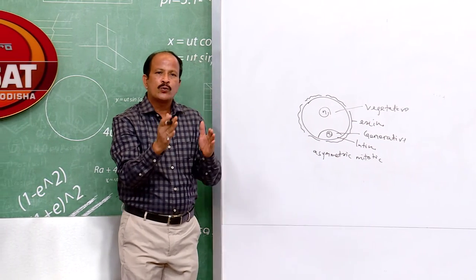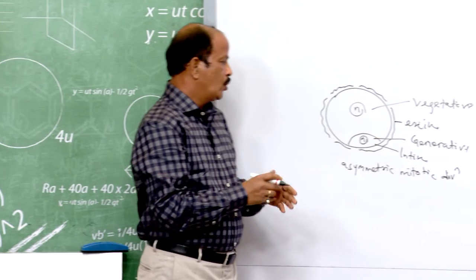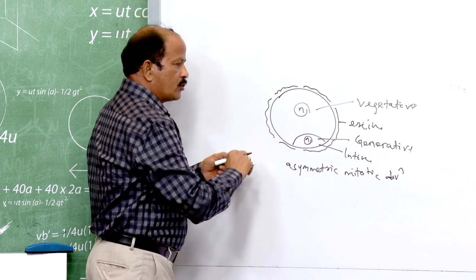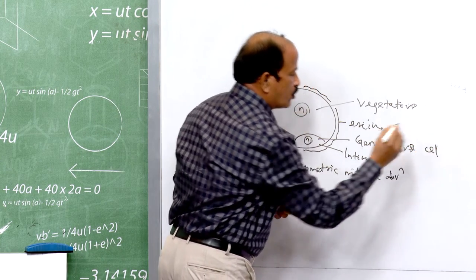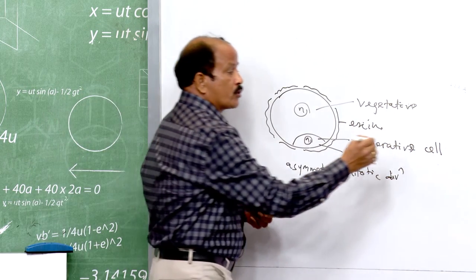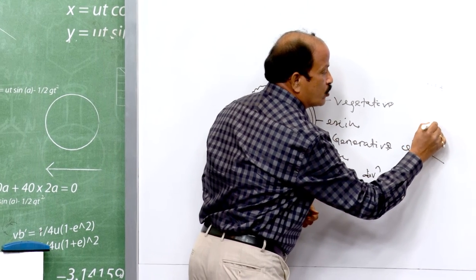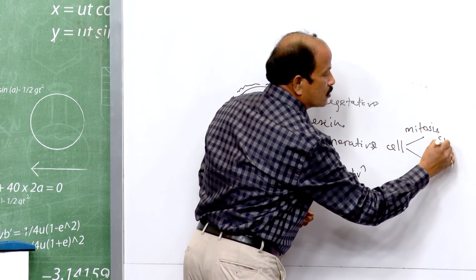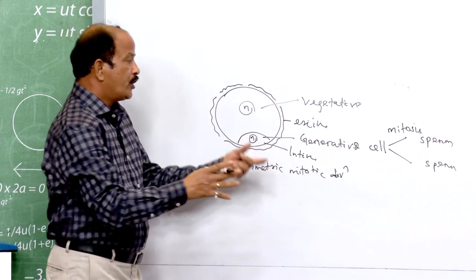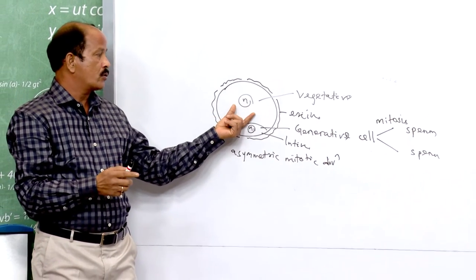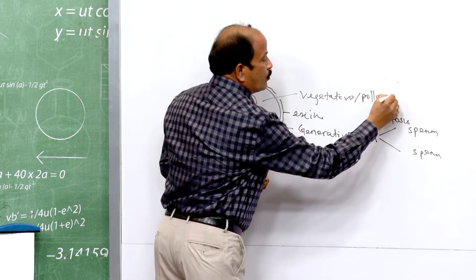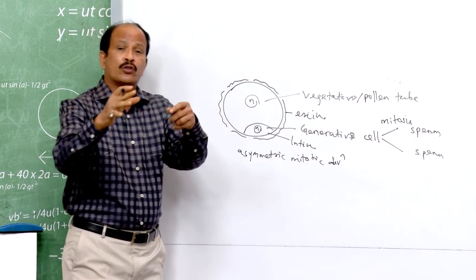Now, this is a 2-celled pollen grain. A very small cell attached to the cell wall, that is the generative cell. As the name suggests, we must understand why it is called the generative cell. It undergoes mitosis and results in two sperm cells. So that's why the name generative cell. The vegetative cell, as the name suggests, is the pollen tube cell, because this will give rise to the pollen tube when it lands on the stigmatic surface.